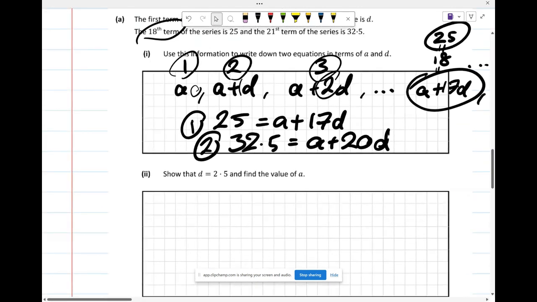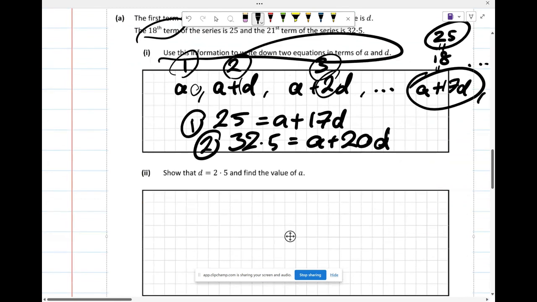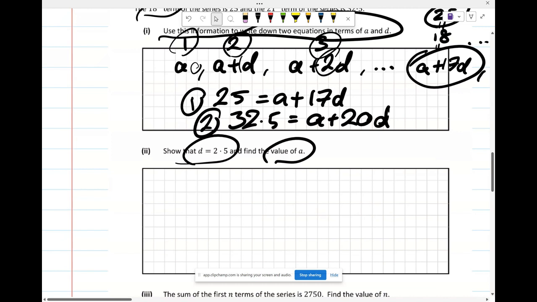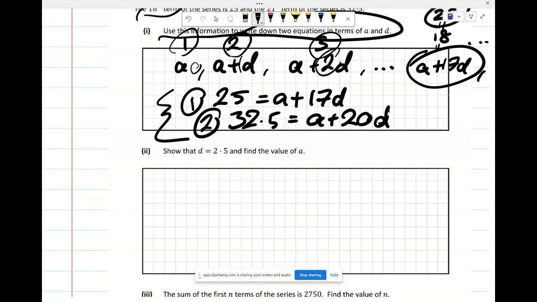Perfect. So we've done that. We write two equations in terms of A and D, and now we need to show that D is 2.5 and find the value of A. And you can see here, this is just simultaneous equations. So what are we going to cancel? Well, let's cancel the A's because they're already done for us. So let's just multiply everything by minus, and then add the two equations together. If it wants to work with me, there we go. So these two will cancel.